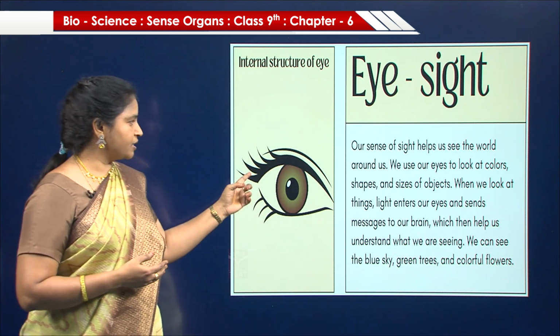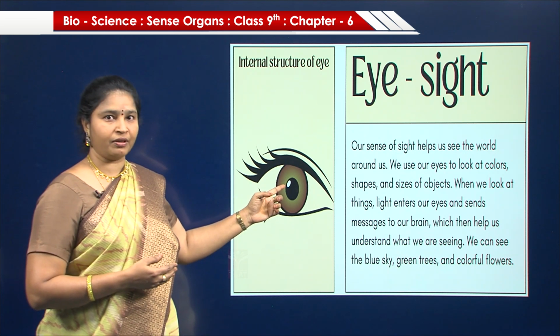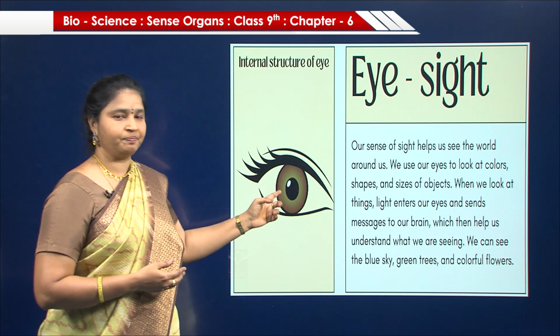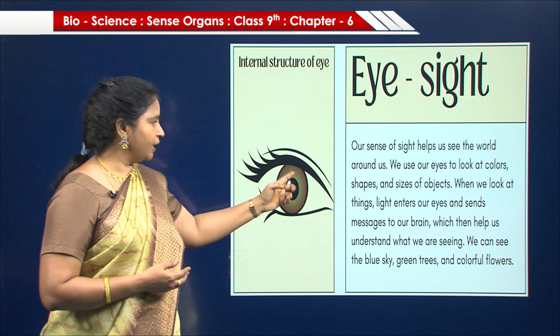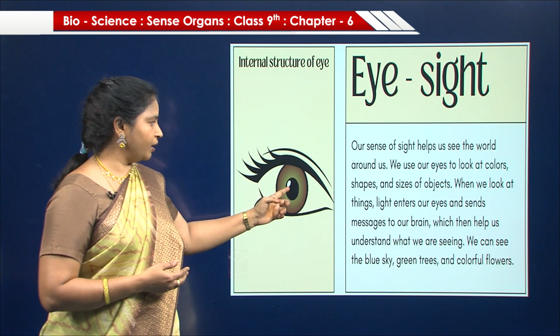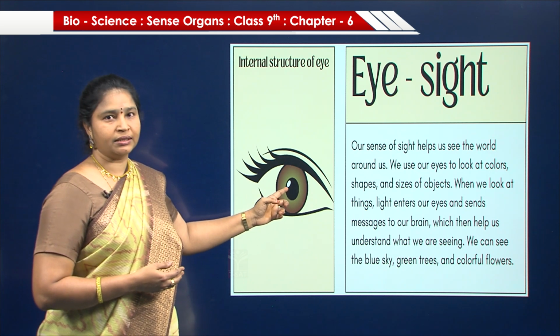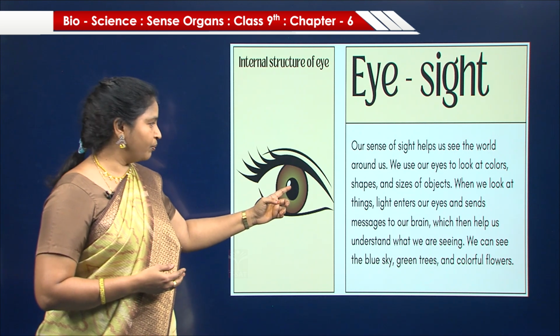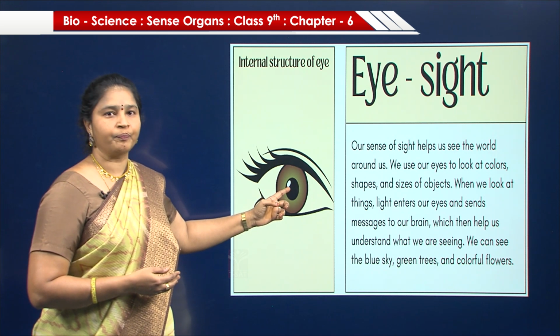See here, you can see the external feature of our eye. In the eye, in the middle, you are seeing the ball. This ball is in a lightish brownish green color. In the middle of the ball, you are seeing a black circle. The brownish green colored part is the iris and the black one is the pupil.